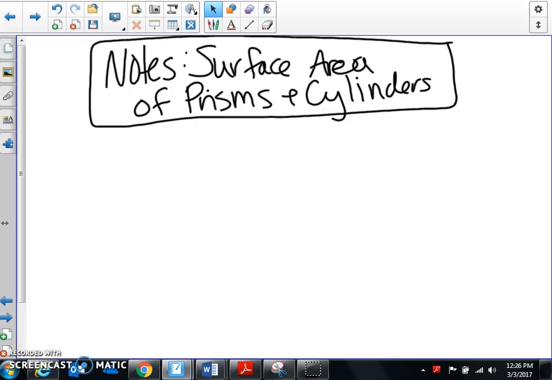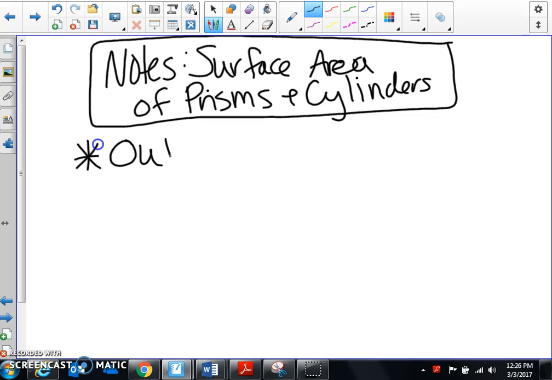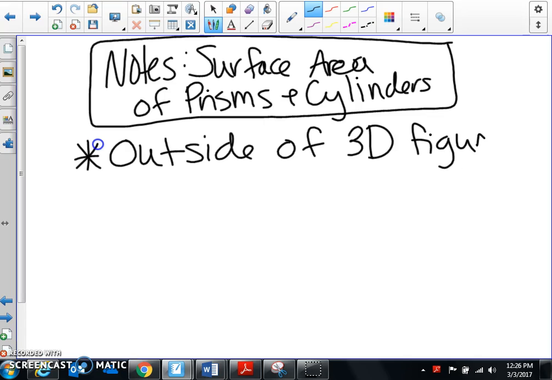Okay, surface area is the outside of a 3D figure. So it is the outside of a 3D figure. So we're just going to be focusing on prisms and cylinders.